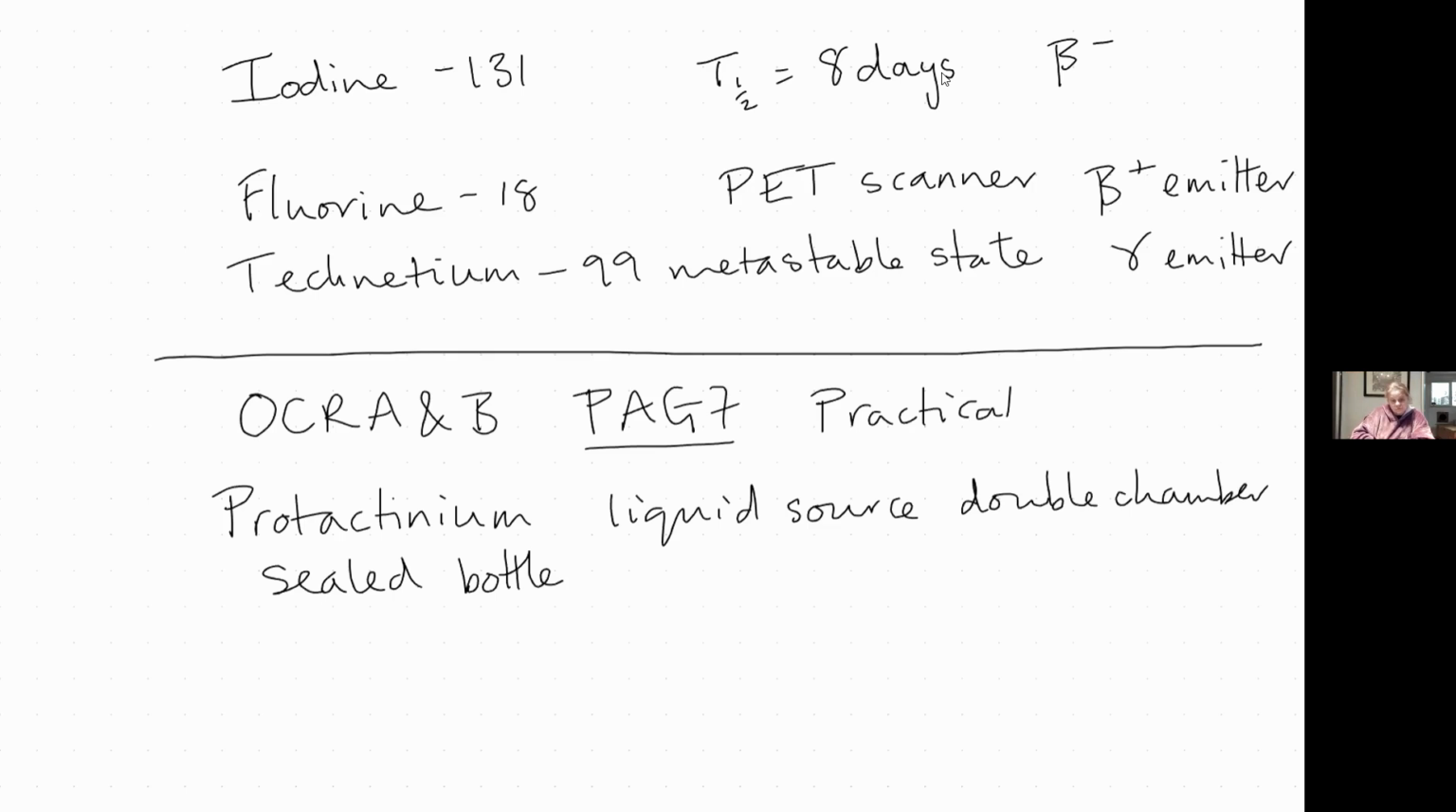So you can use this to do a proper half-life practical. The small quantity of protactinium that is dissolved in the liquid decays over time, and you can detect that using a Geiger counter. So this is a proper half-life practical. It's not a model of a half-life. This is a real half-life practical, and it is one of the required practicals for OCR.